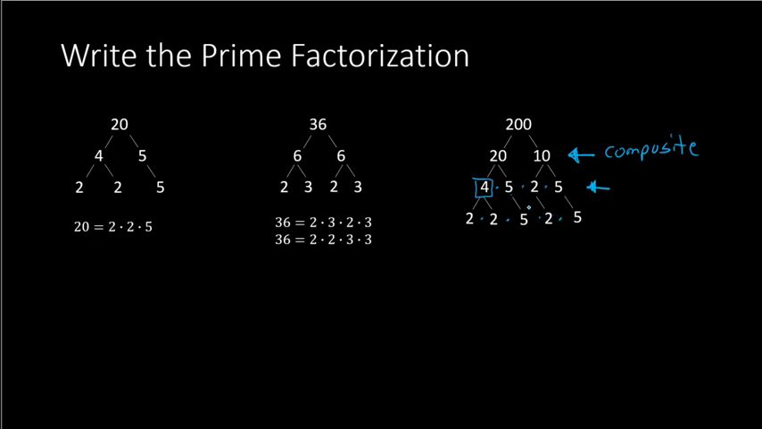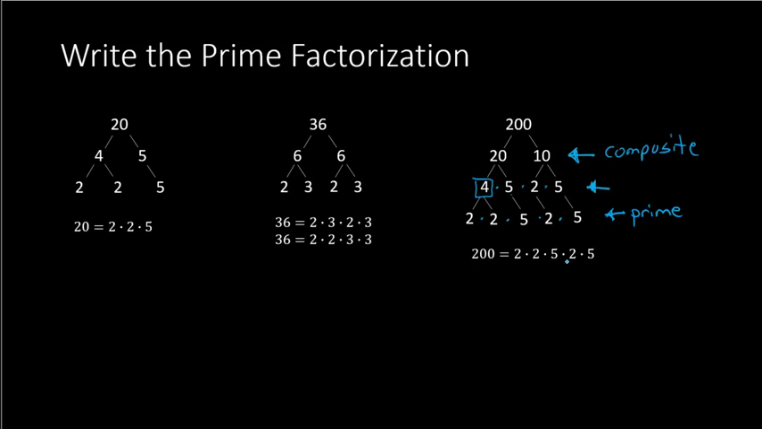And now we look at those numbers and see, are those prime or composite? Well, all of those are prime now. Those cannot be taken down any further. So we've broken it down as far as we can. These are all prime numbers. So we can write this now as a product of those prime numbers, where we have 2 times 2 times 5 times 2 times 5.